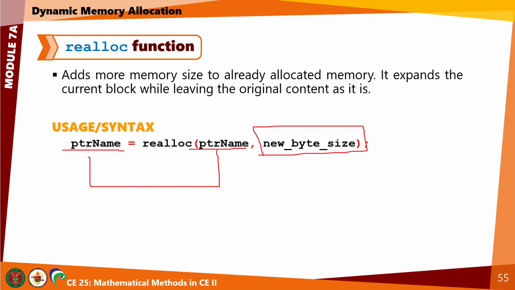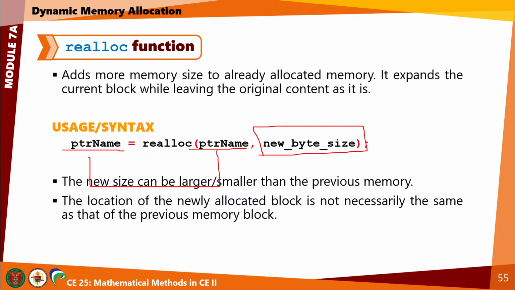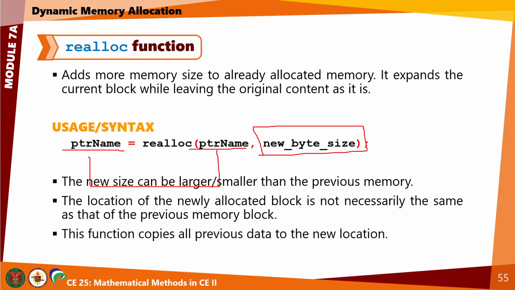Itong new byte size is either larger or smaller than the previous size ng memory na inallocate natin sa ating pointer. And yung location ng newly allocated block is not necessarily same sa previous memory block. Kasi ang ginagawa ng realloc, it creates a copy of all the previous data tapos nilipat niya sa new location na mas marami na yung memory space. So, hindi niya lang nililive yung content as it is.